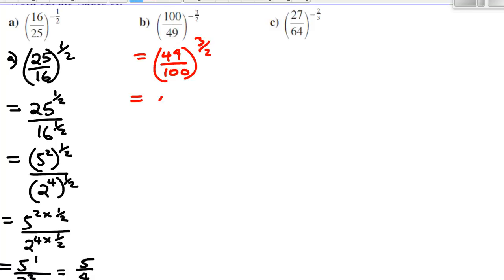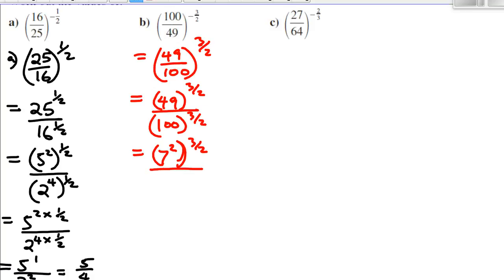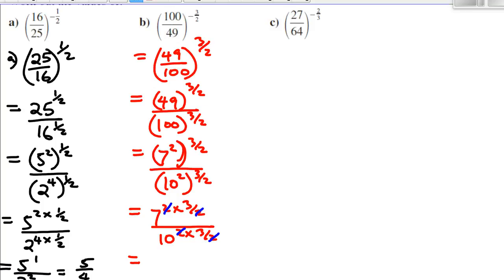So that means you have 49 to the power of 3 over 2 over 100 to the power of 3 over 2, which will be equal to 7 squared to the power of 3 over 2 over 10 squared to the power of 3 over 2, which is 7 to the power of 2 multiplied by 3 over 2 over 10 to the power of 2 multiplied by 3 over 2. Now, if you remember our trick from the previous questions, you can cancel these and cancel those. So you'll end up with 7 to the power of 3 over 10 to the power of 3, which is equal to, now 7 to the power of 3 is 343. If you're not sure, you can use your calculator, and then 10 to the power of 3 is just 1,000.